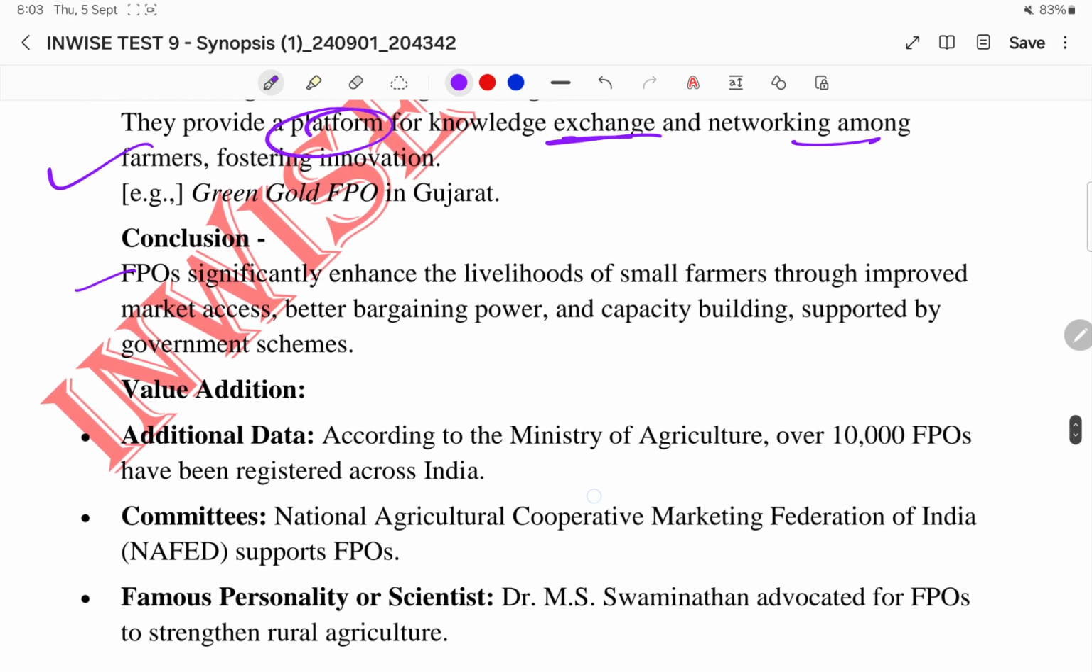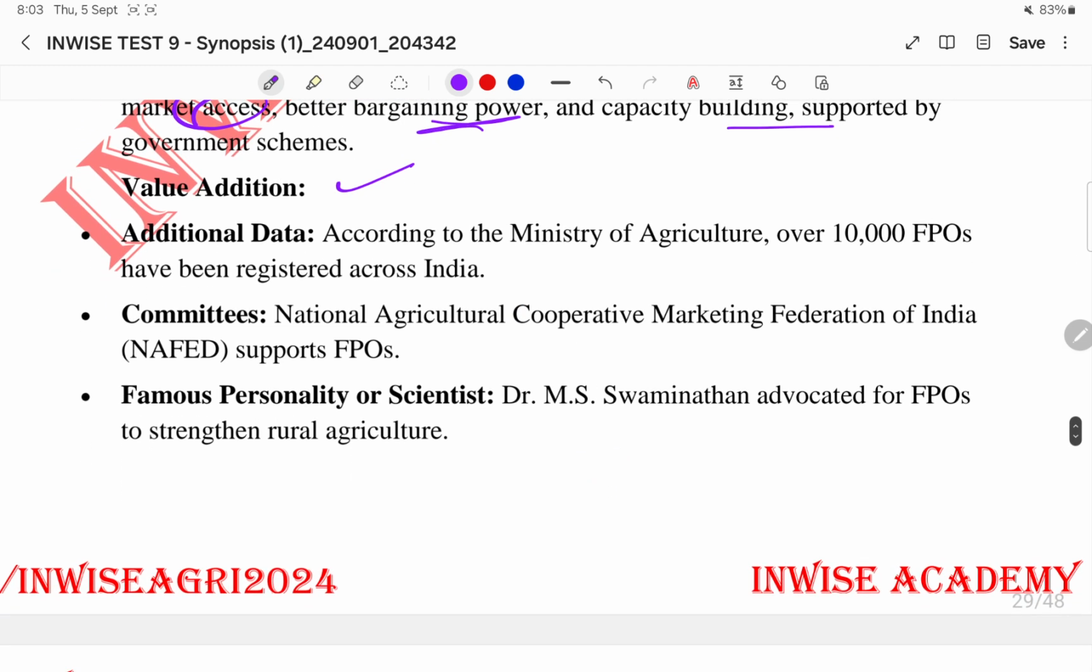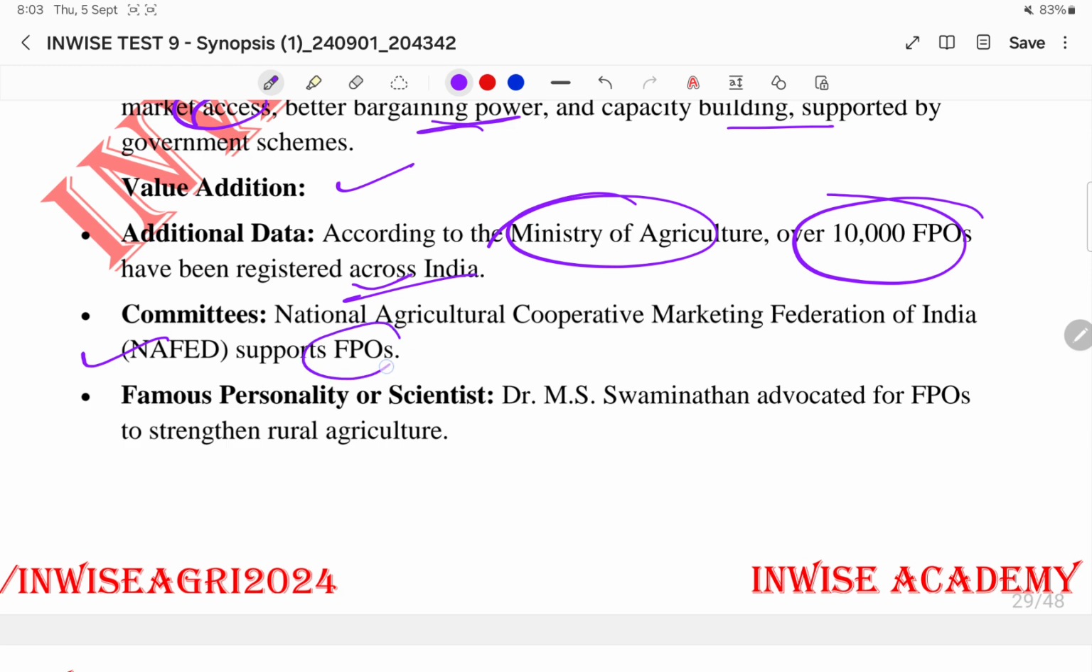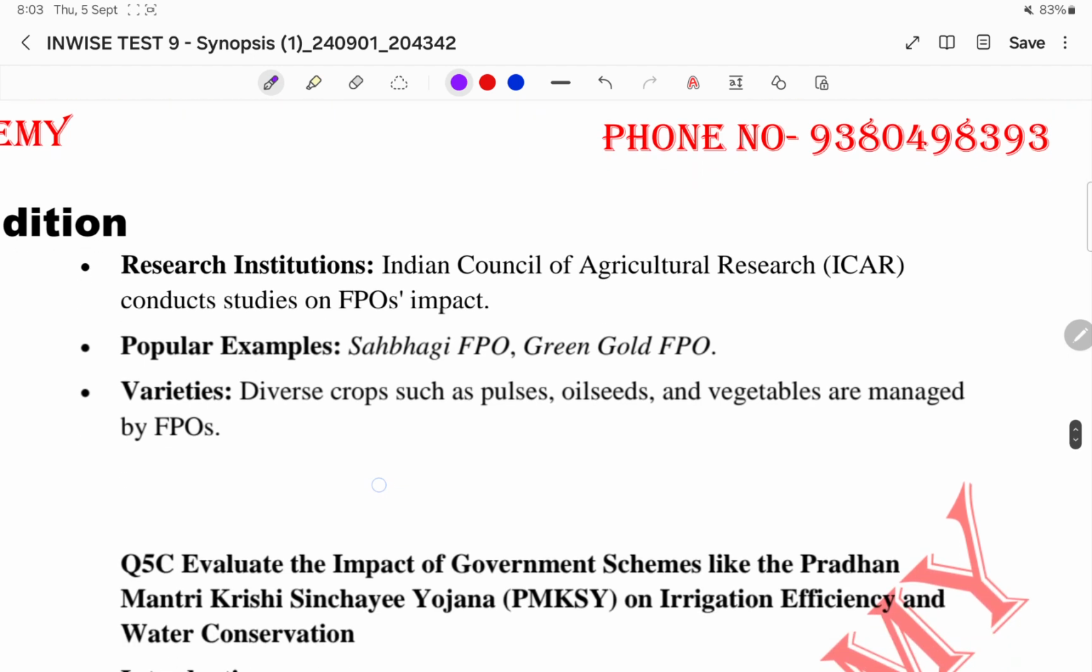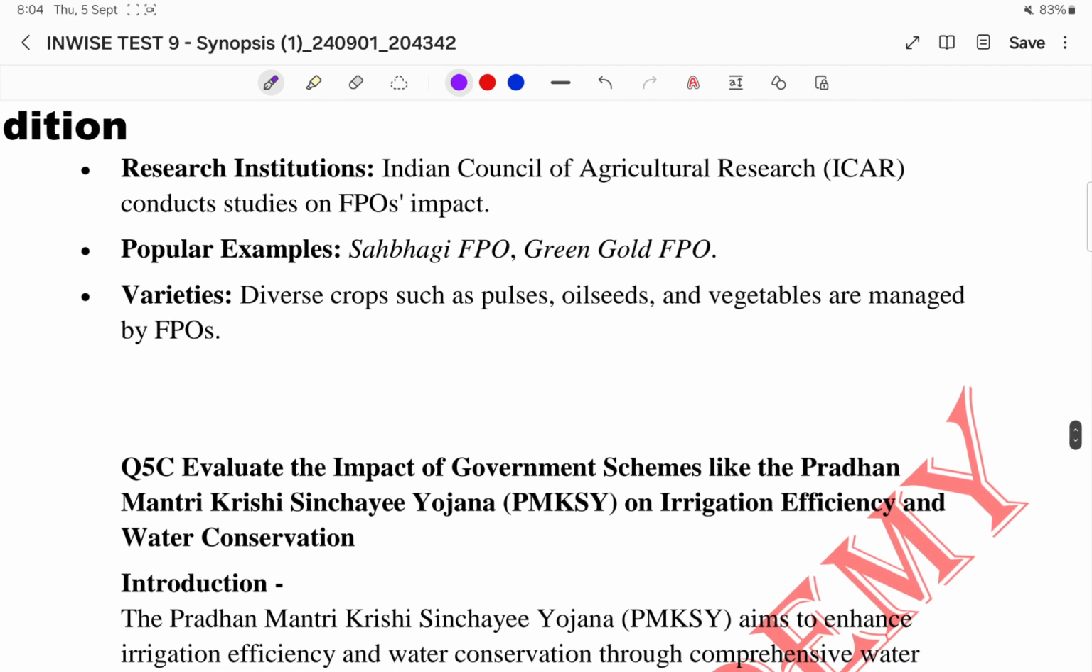Then conclusion: FPOs significantly enhance the livelihoods of small farmers through improved market access, better bargaining power and capacity building, supported by government schemes. So value addition: according to the Minister of Agriculture, over 10,000 FPOs have been registered across India. And agencies like NAFED support the FPOs, and even NABARD gives loans for the FPOs, right? Then research institutions, then popular examples, which we have given in the answers also.